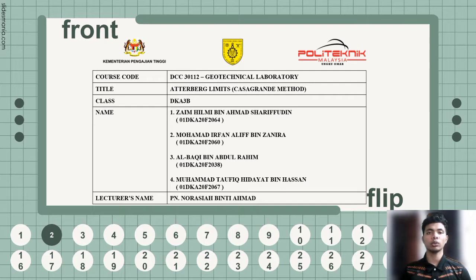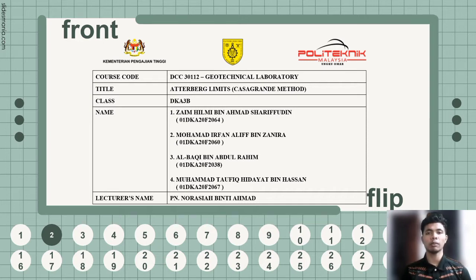First of all, I would like to introduce myself. My name is Helmi bin Ahmad Sharifuddin and my registration number is 01DK80F2064. After that, I would like to introduce my team member, Muhammad Irfan Alif bin Zanira, and his matric number is 01DK80F2060. After that is Al-Baki bin Abdul Rahim, and his matric number is 01DK80F2038.